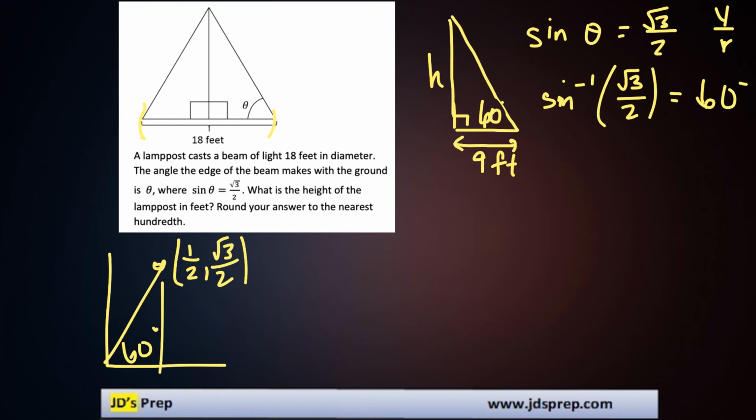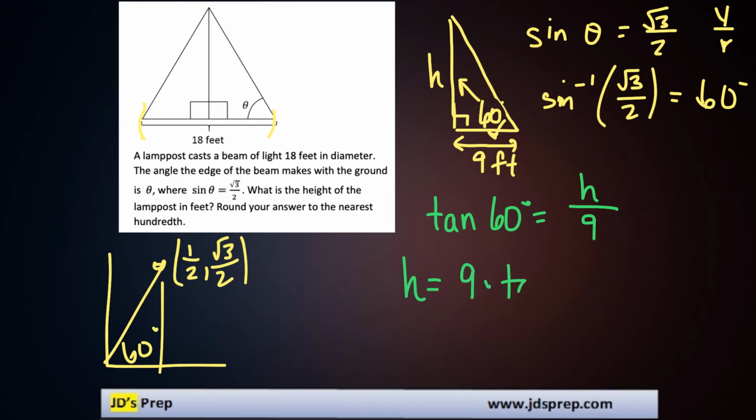So now let's think about which trig ratio we would want to utilize. We know that we want it to involve the side opposite of the angle given to us and the side adjacent. So that would be our tan ratio. So we can write out that tan of 60 is going to equal opposite over adjacent, so h over 9. Well, that's pretty easy to solve. All we need to do is multiply both sides of the equation by 9. So really, our height is going to equal 9 times tan of 60.